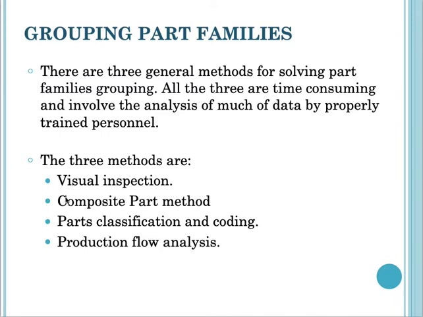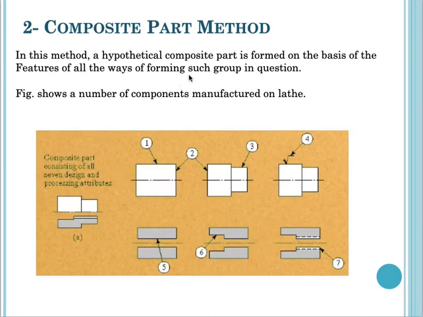product flow analysis. In visual inspection, we can visually sort out all these part families. In the composite part method, as briefly explained in previous videos, a hypothetical composite part is formed on the basis of the features of all the components forming such a group in future.